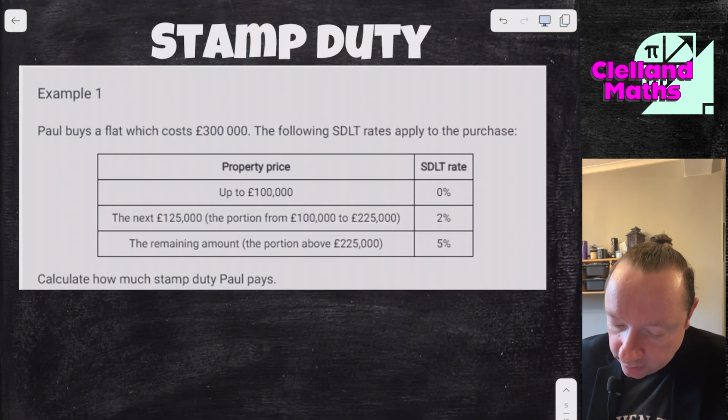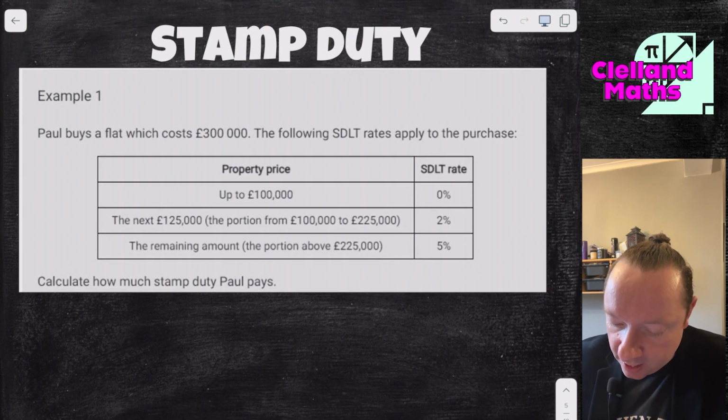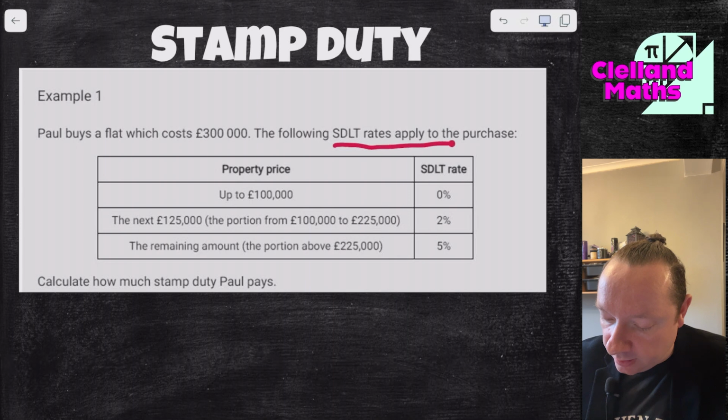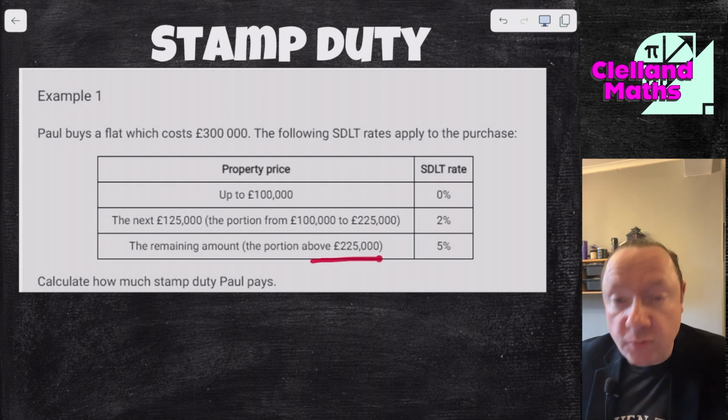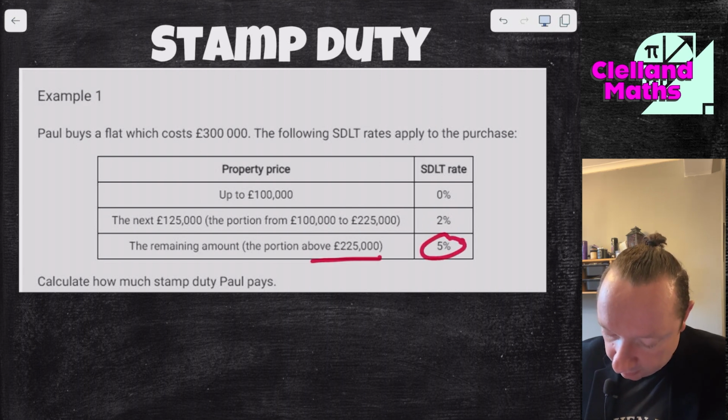Imagine we had a stamp duty table like this, and Paul buys a flat which costs £300,000. The following stamp duty and land tax rates apply to the purchase. Up to £100,000 is 0%. The next £125,000 from 100,000 to 225,000 is 2%. And then the remaining amount above 225,000 is 5%. How much does he pay?